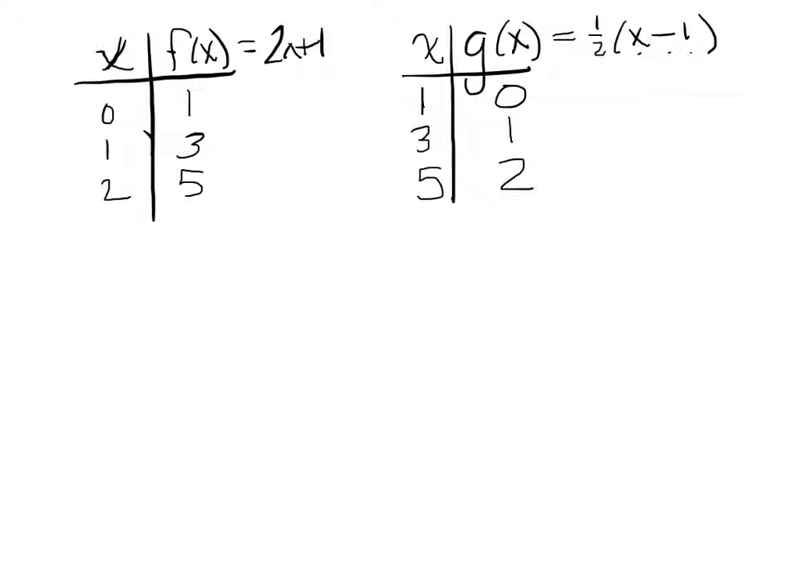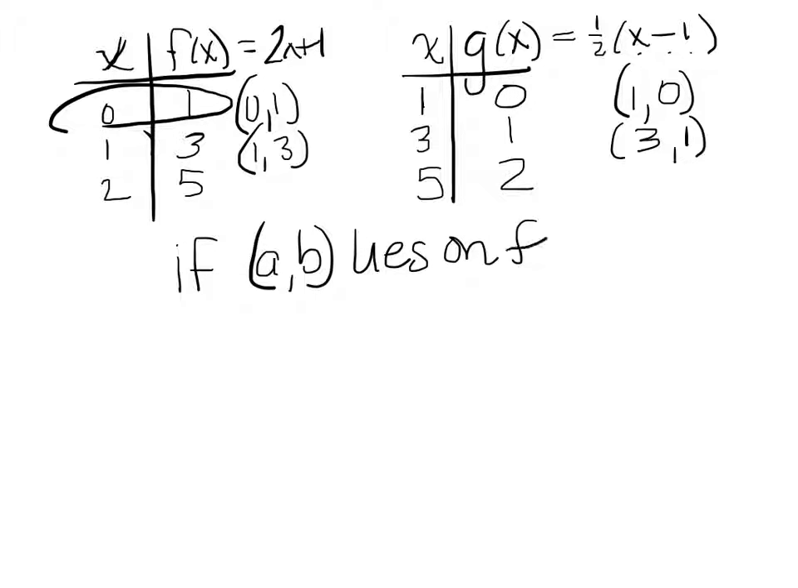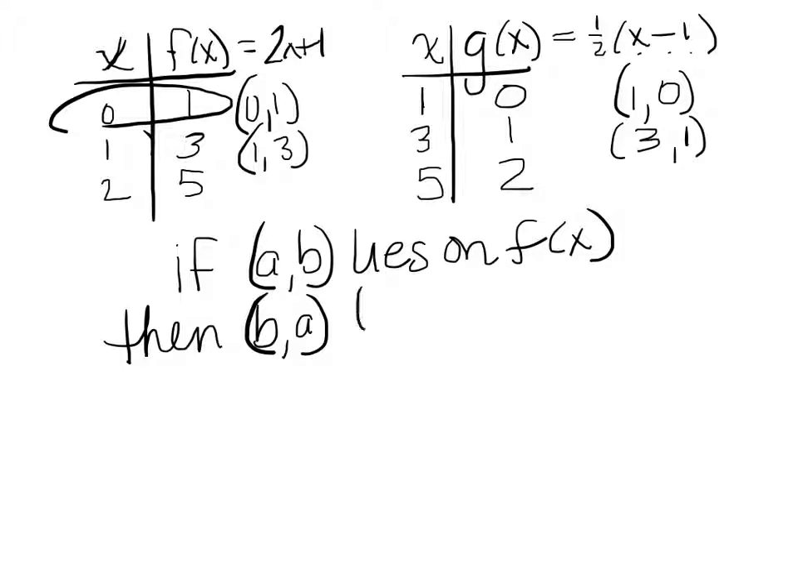So you see I have these ordered pairs, 0, 1. And the inverse function is reversed, 1, 0. 1, 3 in the function is 3, 1 in the inverse function. So you can say things like if a point A, B lies on f of x, then it must be true that B, A lies on the inverse function. And let me go ahead and use a notation here, f inverse of x. I need to explain that notation.